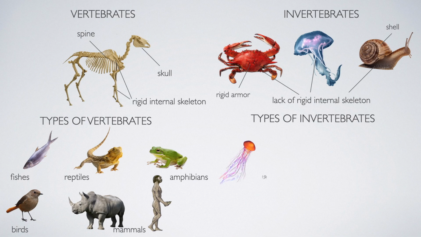Cnidarians. Cnidarians have cells with a stinging liquid, which enables them to hunt and defend themselves. Flatworms. Most flatworms are parasites. Their body is elongated and strongly flattened. Nematodes. Nematodes are generally parasites. Their body is long, thread-like, and tapers at the end.